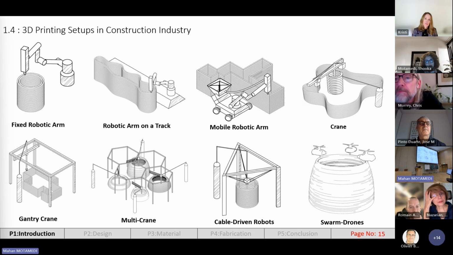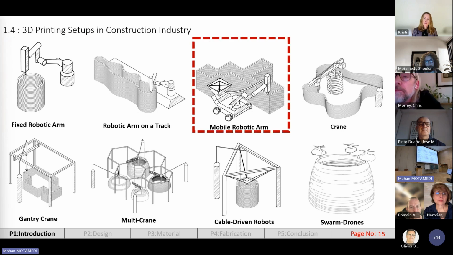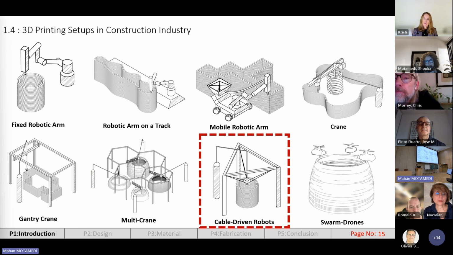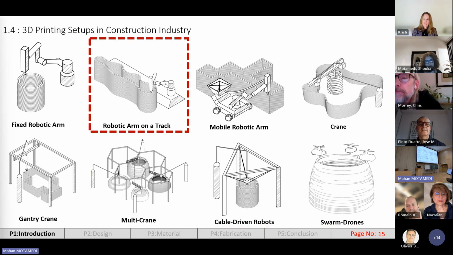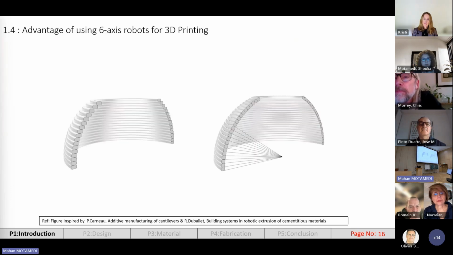There are several available 3D printing setups in the market: robotic arms, robotic arms on track, mobile robots, crane, gantry crane, multi-crane, cable-driven, and swarm drones. In our research, we will use a robotic arm on a track and fixed robotic arms. The advantage of using the robotic arm is the ability to print the layers of the cantilever structure projected together.